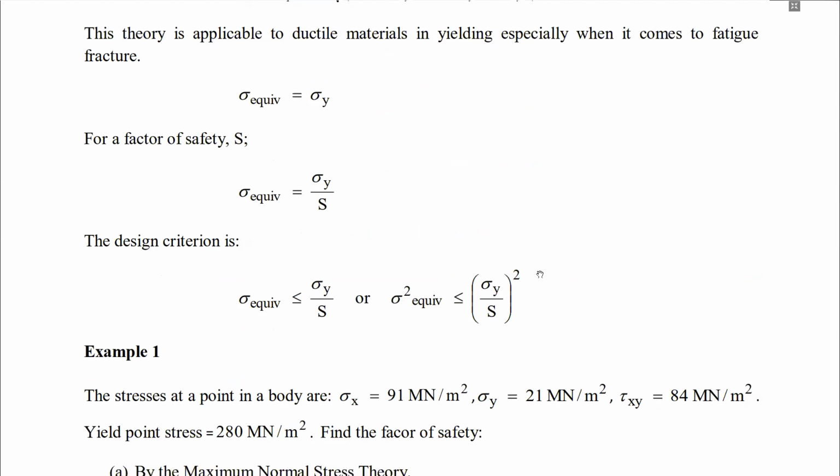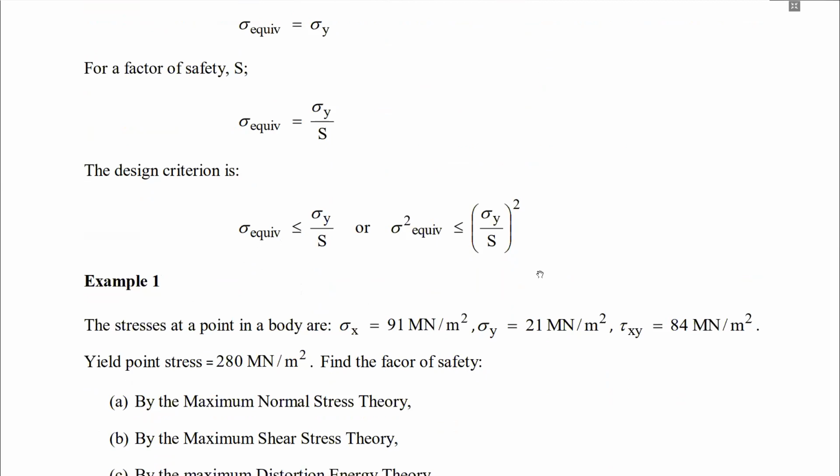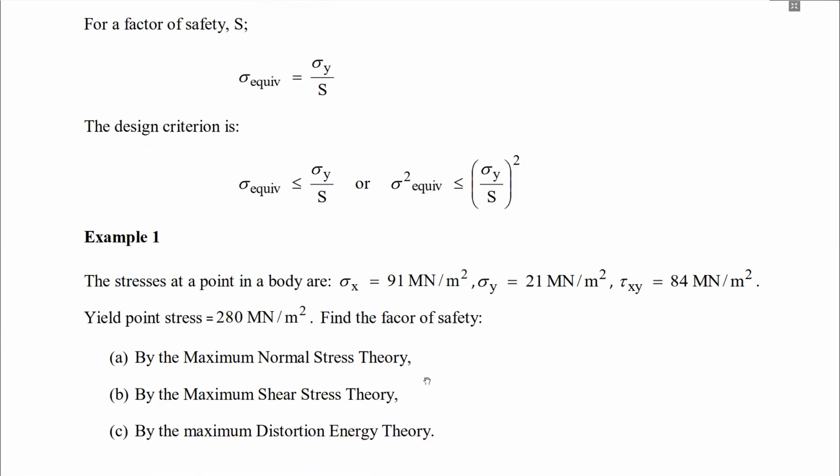Okay, so we look at this one. It says that the stresses at a point in the body are listed. So we have sigma x equal to this, sigma y is that, tau xy is this. Yield point stress is equal to this mega Newton per meter square. And find the factor of safety.